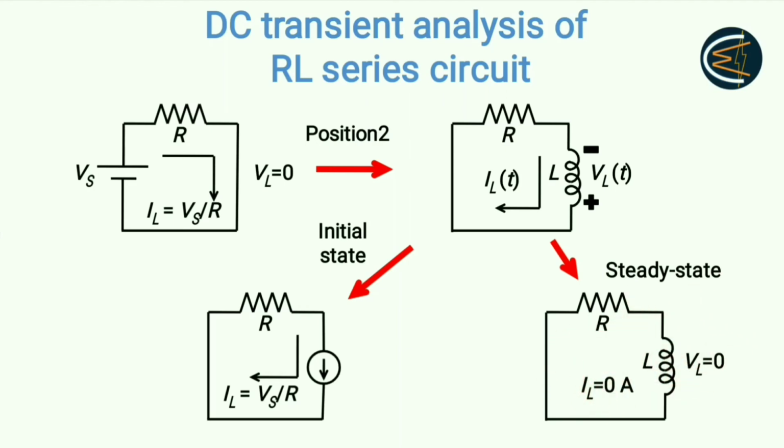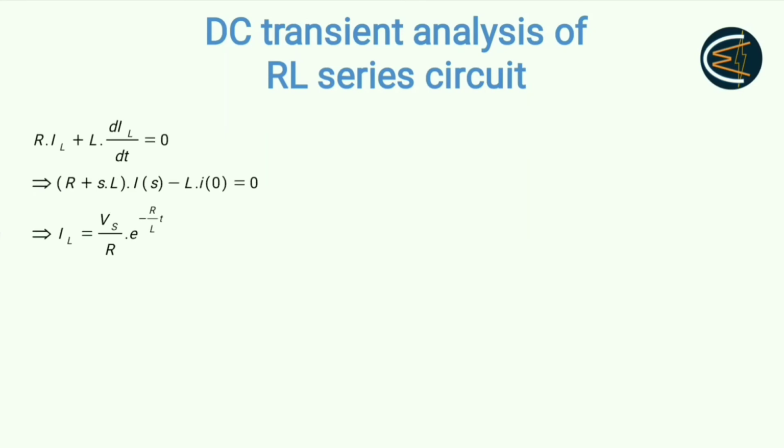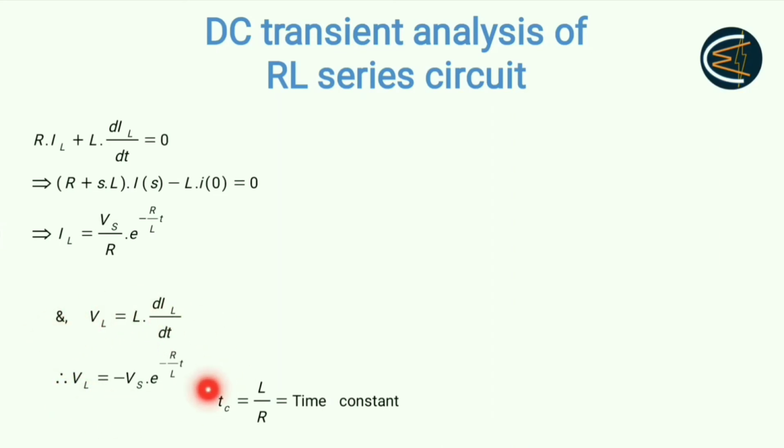Now let's see the mathematical explanation. So if you apply KVL, you will get this kind of expression. After performing Laplace transform and the inverse Laplace transform, you will get this value of inductor current flowing through that circuit. Similarly, you will get this expression of the voltage across the inductor. Tc is the time constant.